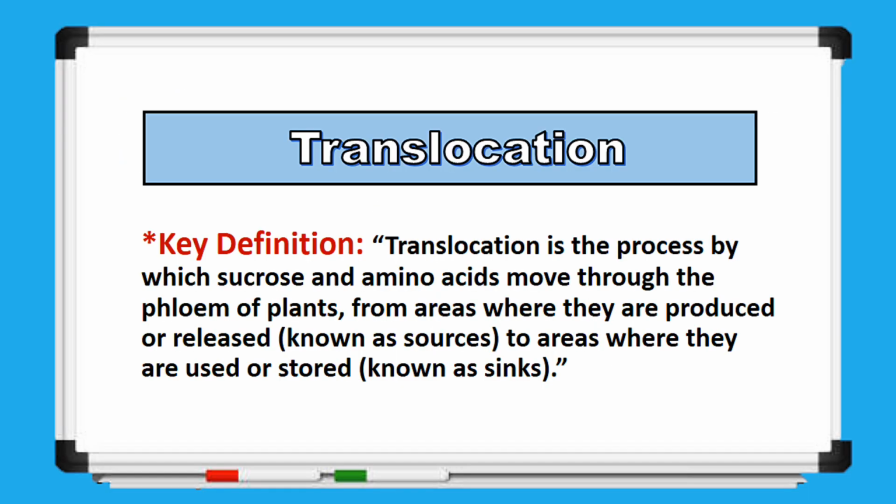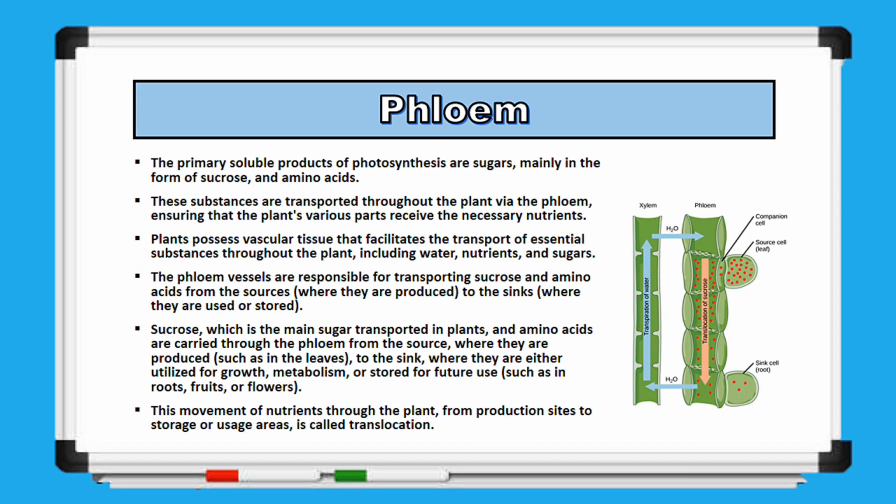The first thing to note about translocation is how we define it. So, translocation is the process by which sucrose and amino acids move through the phloem of plants, from areas where they're produced or released, we call these the sources, to areas where they're used or stored, and these are known as the sinks. So, let's talk about phloem.